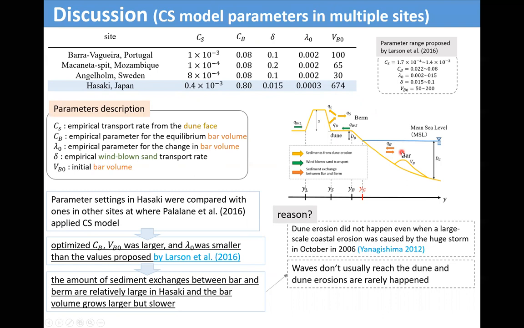One of the reasons why the bar and berm exchanges have larger impact in Hasaki compared to the other processes is that the dune in Hasaki is actually at a high level, so that waves cannot easily reach the dune, and therefore dune erosion rarely happens here, which is supported by the fact that dune erosion didn't happen even when large scale coastal erosion was caused by the huge storm in October 2006, according to Yanagishima.